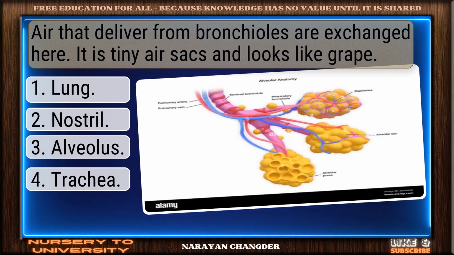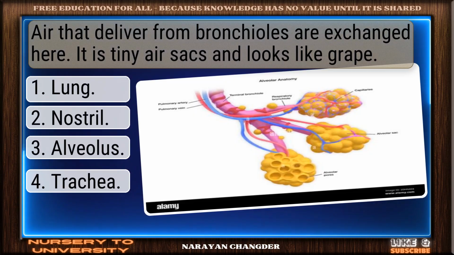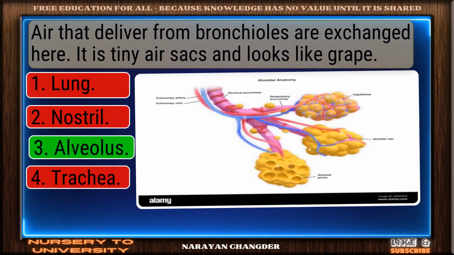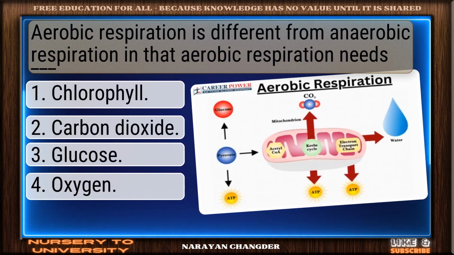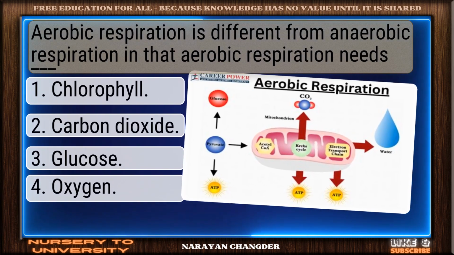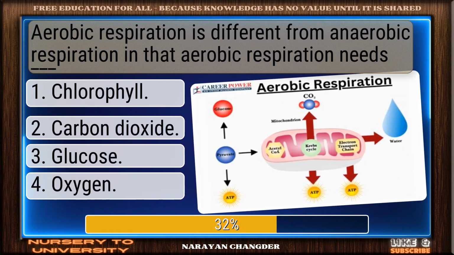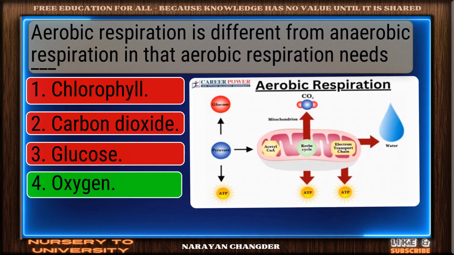Air that is delivered from bronchioles is exchanged here. It is tiny air sacs and looks like grapes. Well picked. Alveolus is correct. Aerobic respiration is different from anaerobic respiration in that aerobic respiration needs dash. On track. Oxygen is correct.